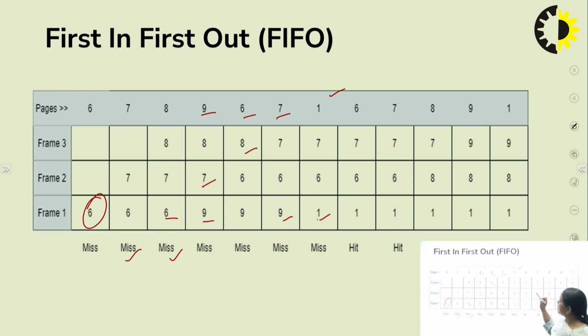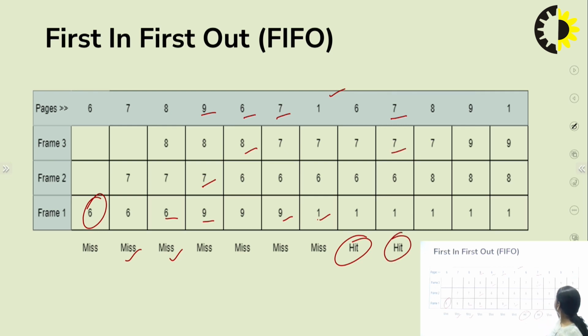6 comes. 6 is already in frame 2. There is no need to bring it into the frames. That's why it is known as a hit. This is a hit because it is already in the frame or memory. Next is 7. 7 is also in the memory. That's why again it is a hit.